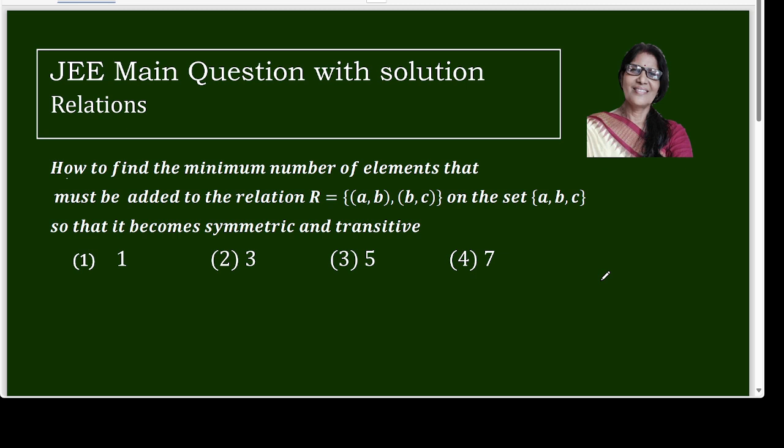Today a question is on the screen, that is JEE Main. How to find the minimum number of elements that must be added to the relation R, which contains two pairs only, A, B and B, C, on the set A, B, C, so that it becomes symmetric as well as transitive. The options are 1, 3, 5, 7.